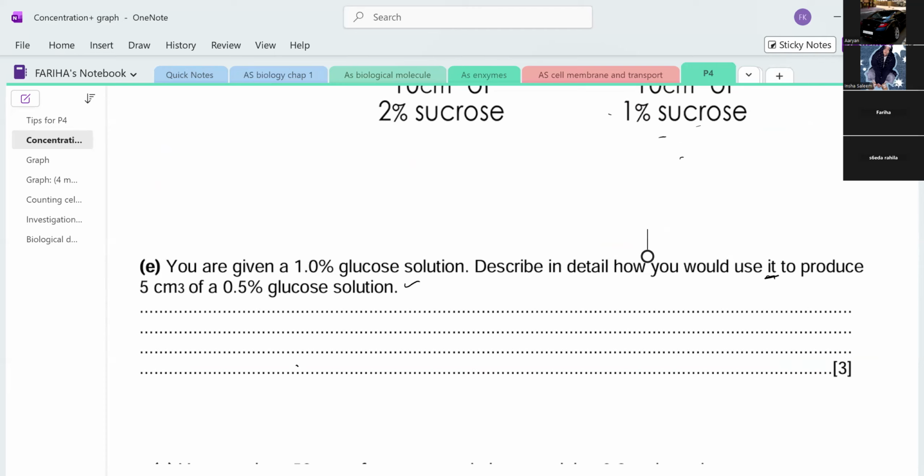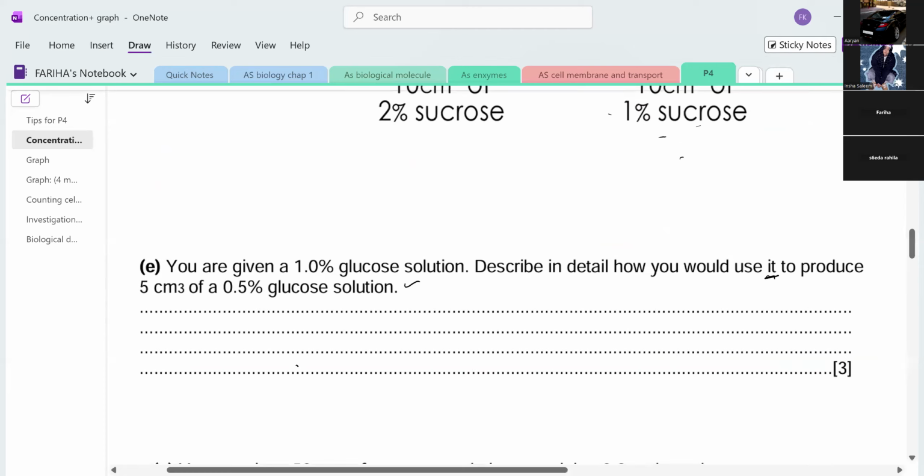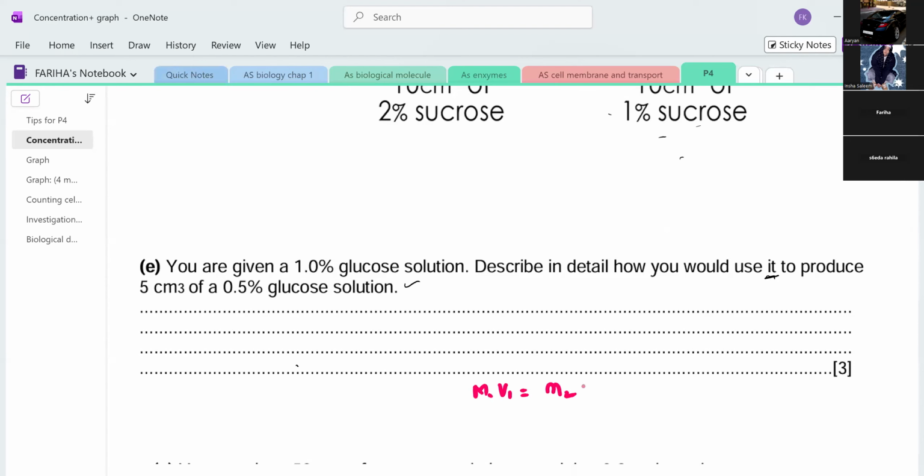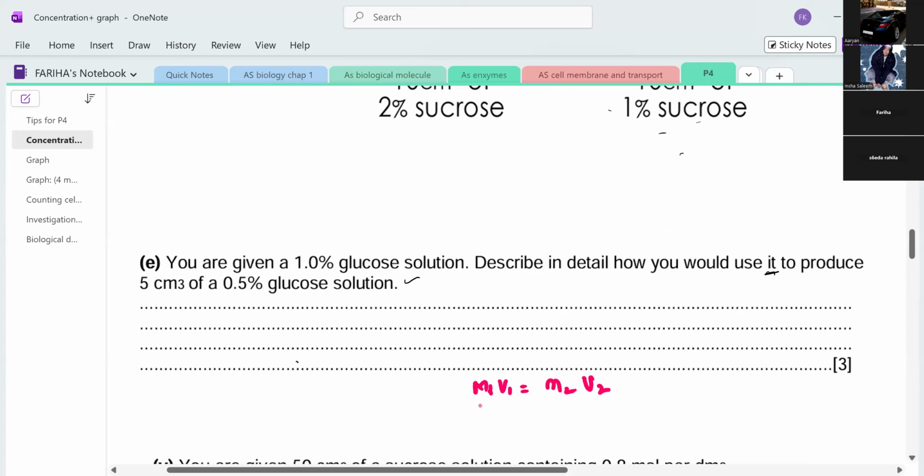So what is the stock solution in this case? We need to use the same formula, M1V1 is equals to M2V2, because in case of simple dilution we use the same formula. What is M1? M1 is the concentration of stock solution, right? So what is the concentration of stock solution? 1%. Very good. What is the concentration of our desired solution that we need to make? 0.5. Very good.